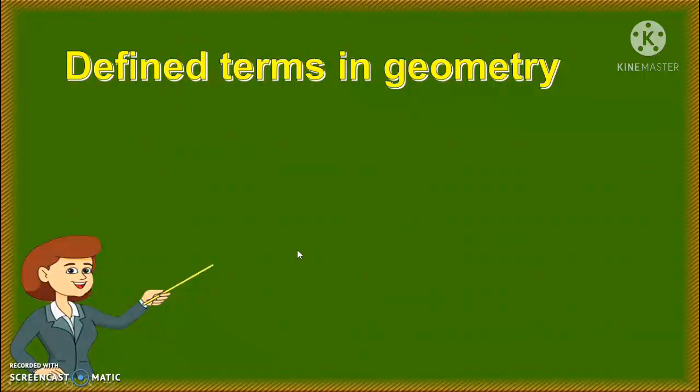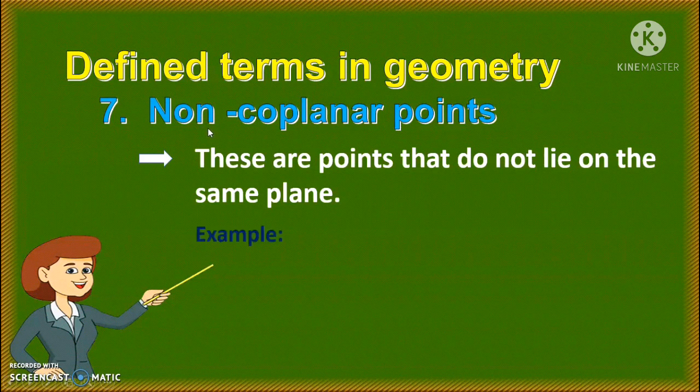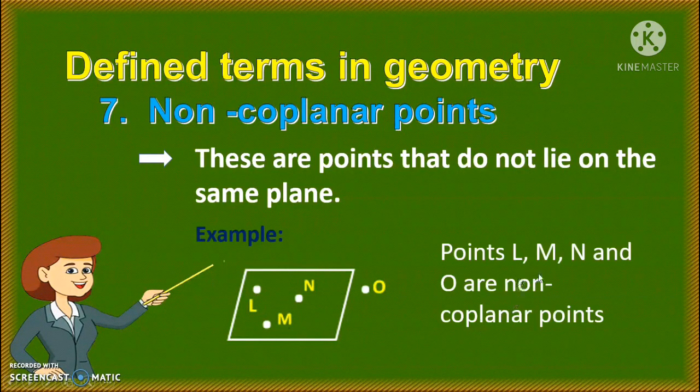Next is the non-coplanar points. Obviously, again, kanina meron tayong coplanar, points that lie on the same plane. So etong non-coplanar, ito yung points na hindi naglalay sa isang plane. Katulad nito, meron siyang point O sa labas na hindi siya sa loob ng plane. So points L, M, N, and O are non-coplanar points.